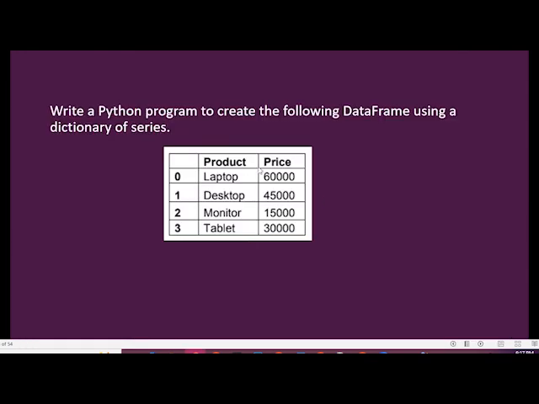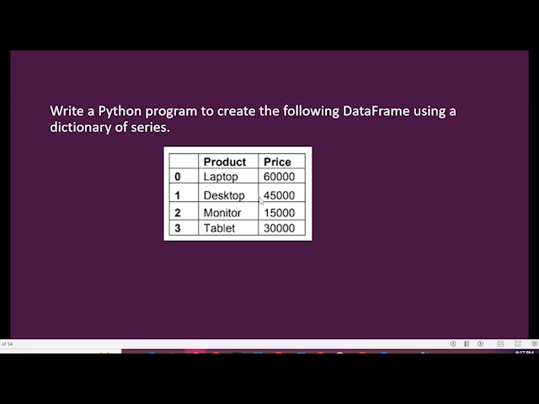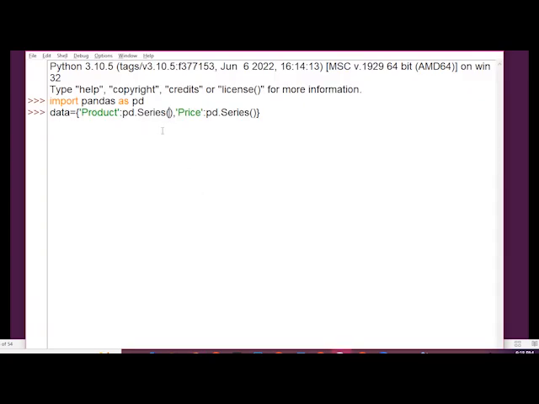Now we have to fill the values and index of the series. So here, what about the row label? That is the index of the series. Here it is the positional index, so we don't have to pass it. By default it will be 0, 1, 2, 3, right? Now which are the values of product? Laptop, desktop, monitor, tablet. So here in the series, these will be the values. Series is the value of the key product, and these values below the product are the values of the series.